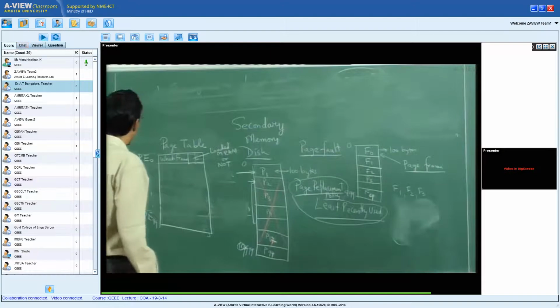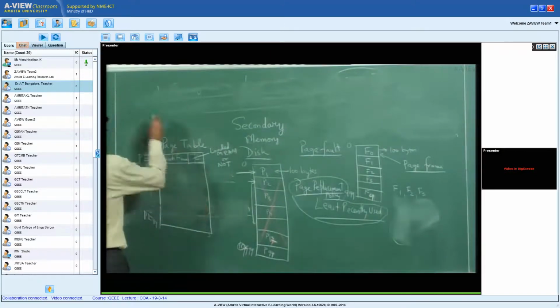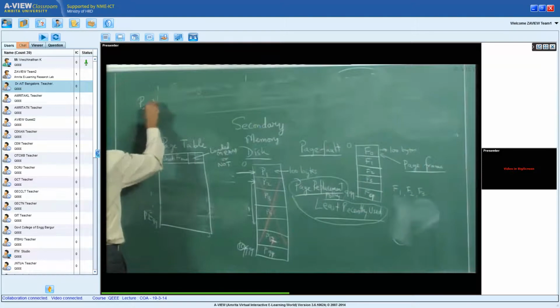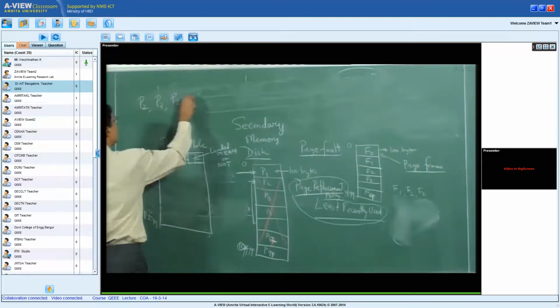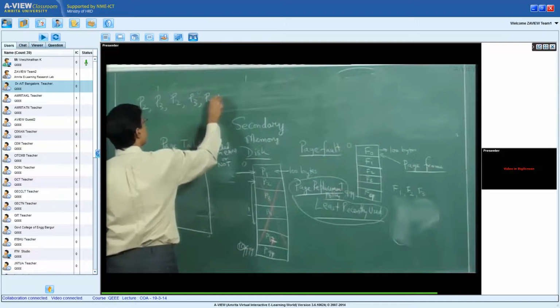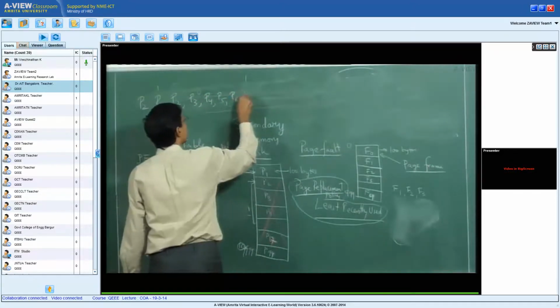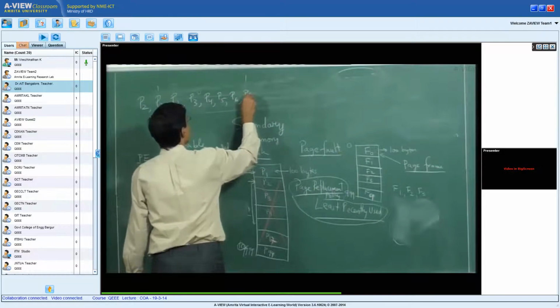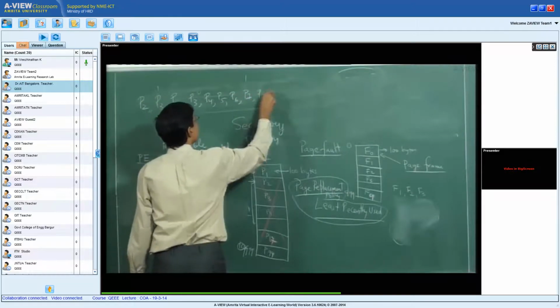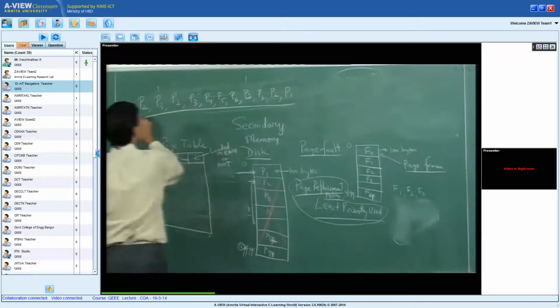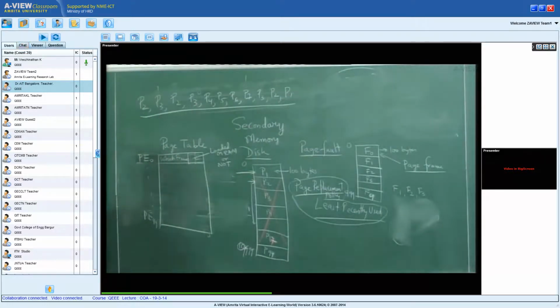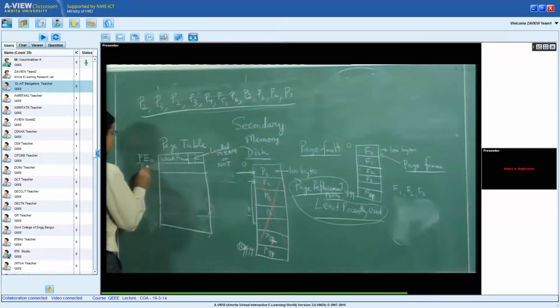Now let us go back to our example, which I just erased. Let us take some other example: P2, P3, P2, P3, P4, P5, P6, P7. This is our execution trace. Let me now have those entries here. I have 100 entries, but I am now concerned only about P2 to P7.